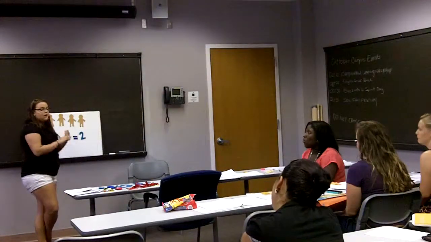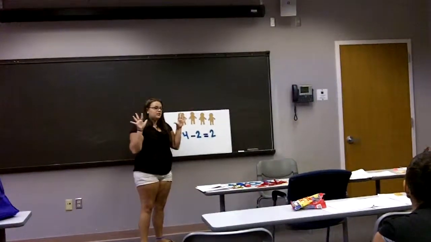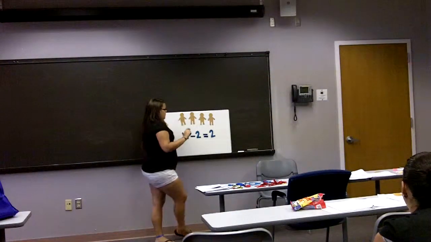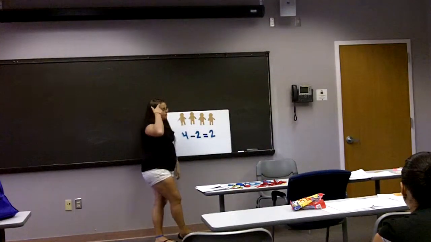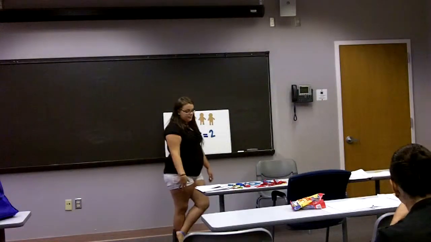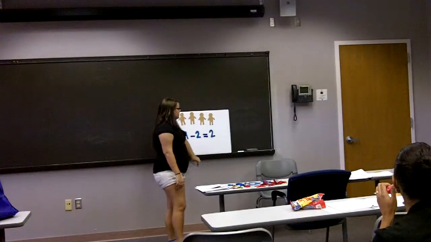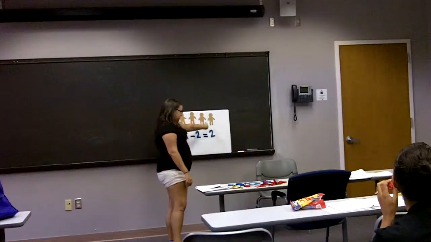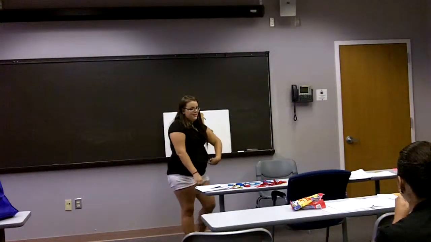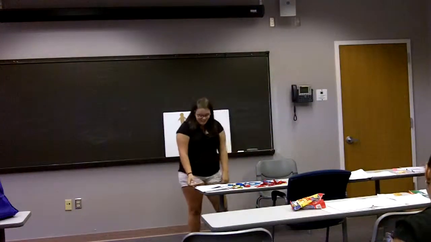We can draw things to represent. We can count on our fingers. We can draw pictures on papers. We can think about it. Picture people as examples. And then we will use minus signs and equal signs to get our difference. Okay, so pack up. Let's go to lunch.